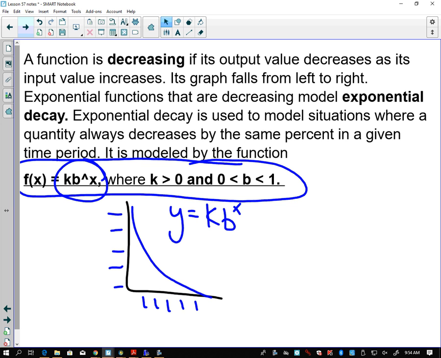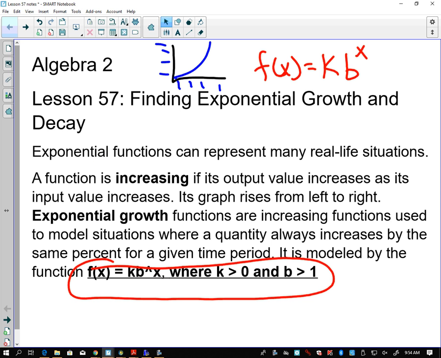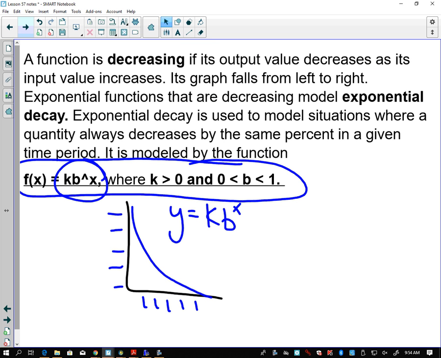5/16 are all examples of fractions that would work for b, but they're going to give me an exponential decay. Okay, so that's your difference. You look back over here, whenever I'm increasing, my b value is anything that's greater than 1, and it's going to cause exponential growth. Down here, if it's less than 1 and it has to be greater than 0, it's going to decay. So if it's a fraction or decimal less than 1.